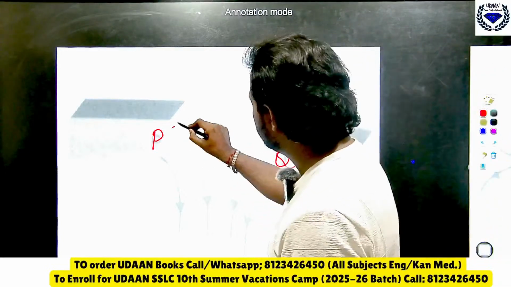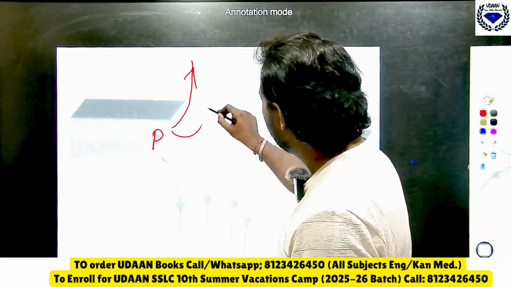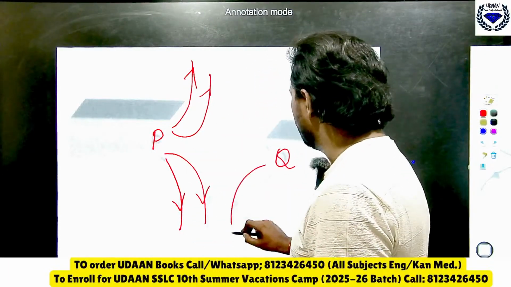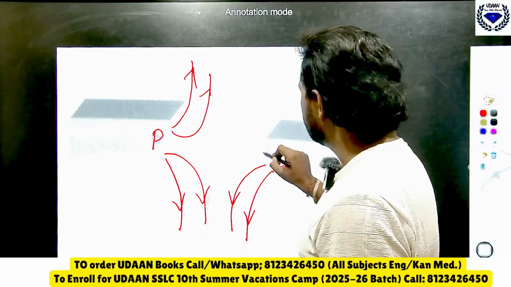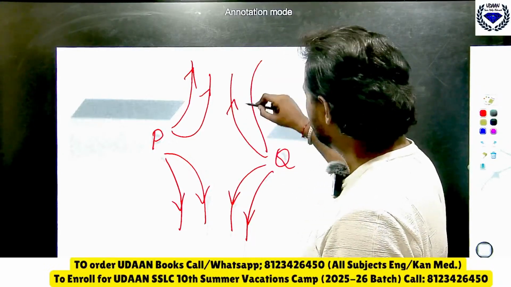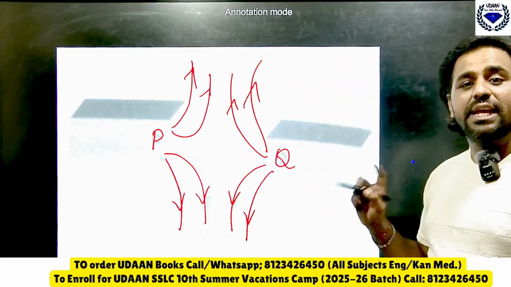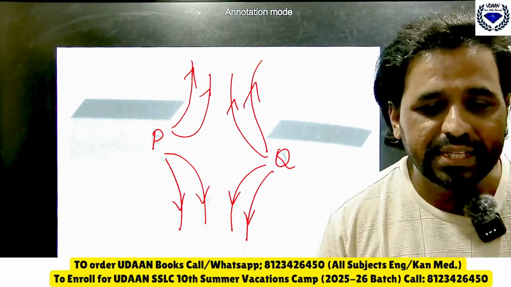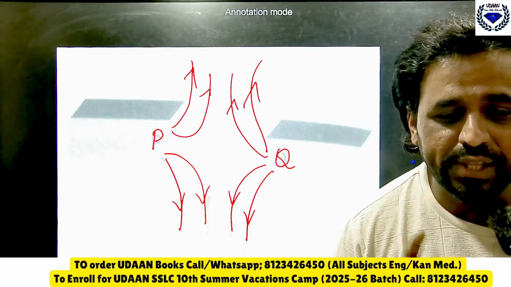Here, I'll just show the arrow mark. It is going up, it is going up, it is going down, this is going down, this is down. Okay, I hope it is clear now. P and Q. Now tell me, which is a pole P? P is north, P is north, Q is south.